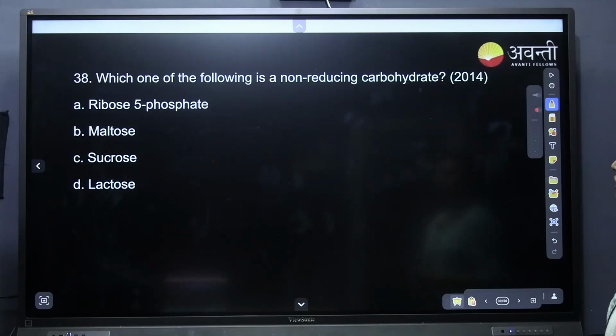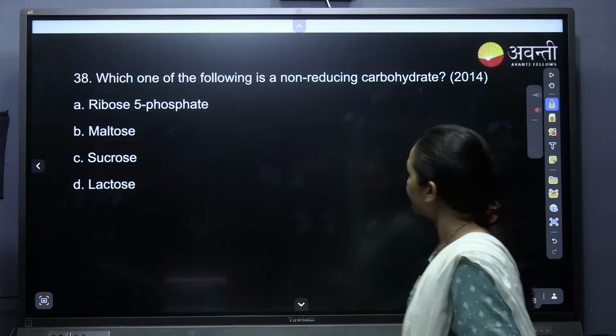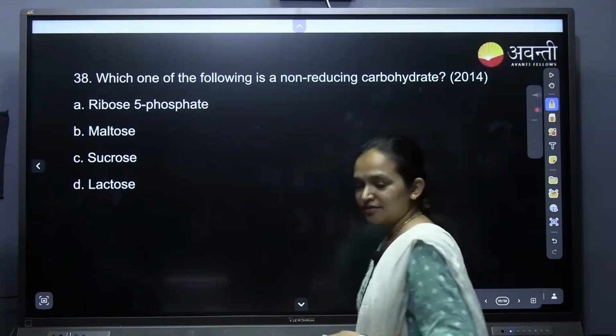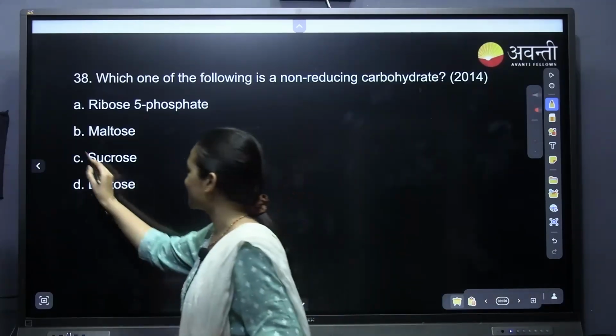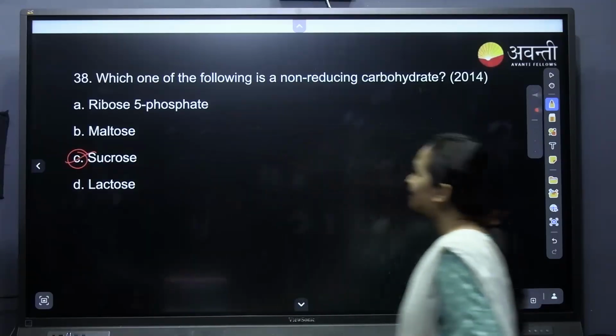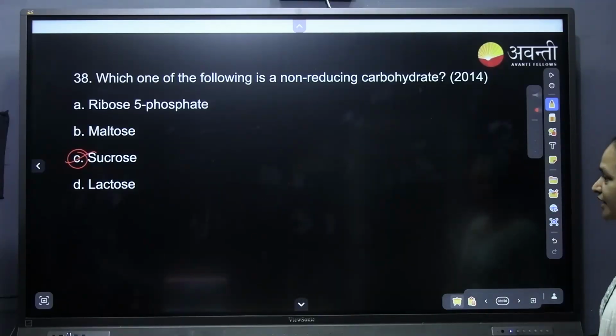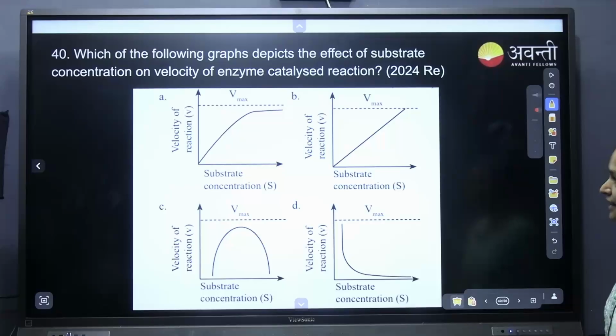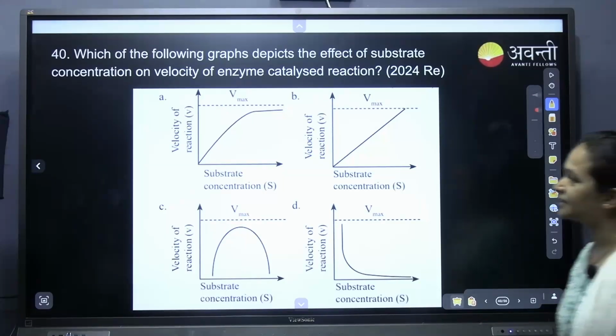Which one of the following is a non-reducing carbohydrate? Sucrose. Yes, simple as that, isn't it? Sucrose is a non-reducing carbohydrate. It does not reduce in the presence of Benedict's reagent. This is an easy one. It's given in the textbook itself.